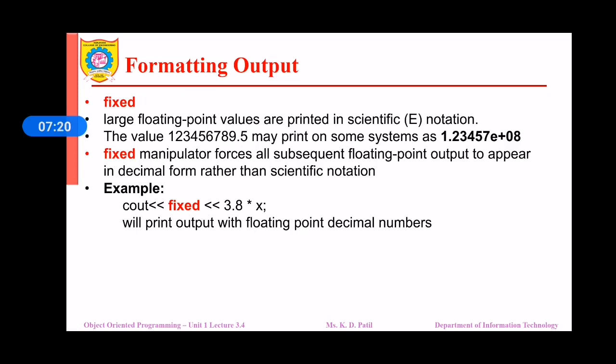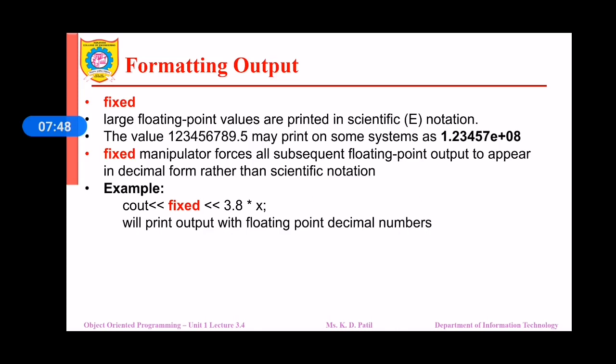Now let us see the third form manipulator, that is the fixed manipulator. When we are using floating point values in our program, large floating point values are printed in scientific notation. For example, the value 123456789.5 may be printed on some systems like 1.23457E+08. Then what will the fixed manipulator do?